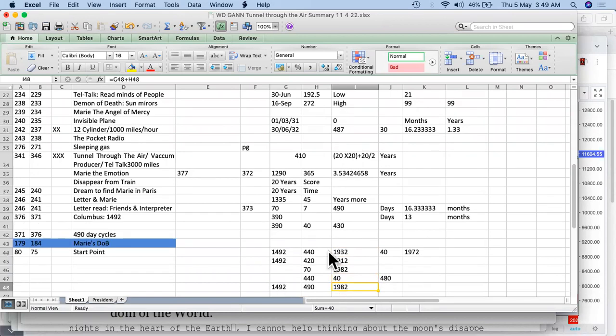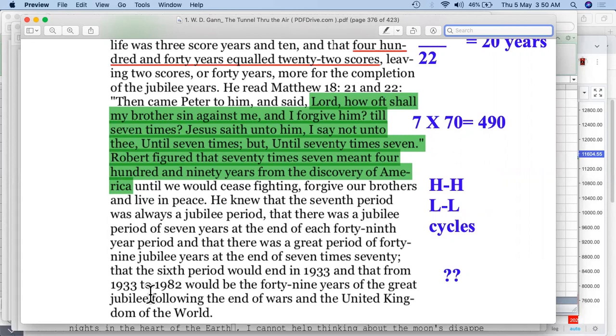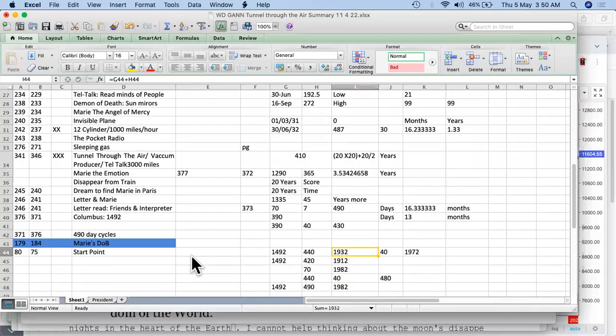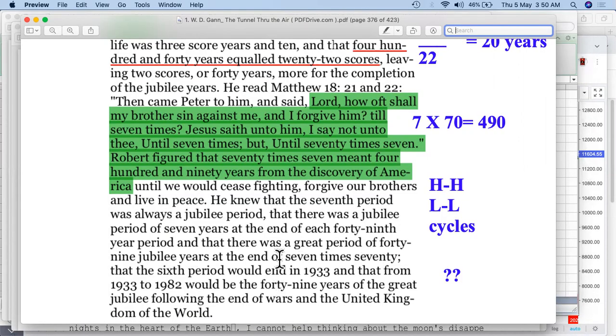Now we knew from 1492, 440 years is 1932, right? And there was a great period of 49 years at the end of 7 times 70. So if we add 49 to this figure, it would be a different date. Let's say we are adding 49 over here. So this is coming to 1981, right? As per that time period which has been given. And what is specially mentioned in the book is something else.